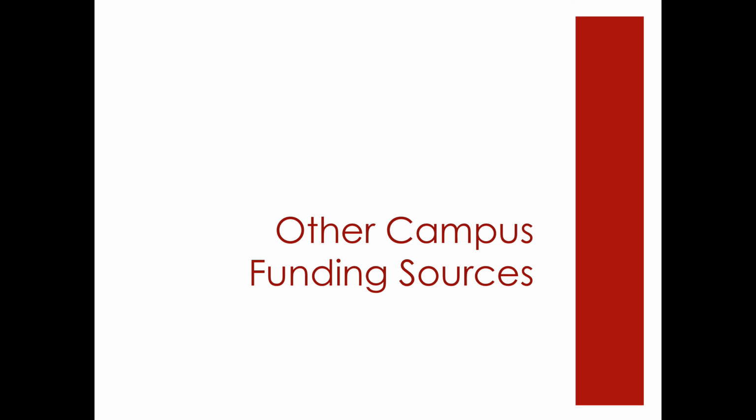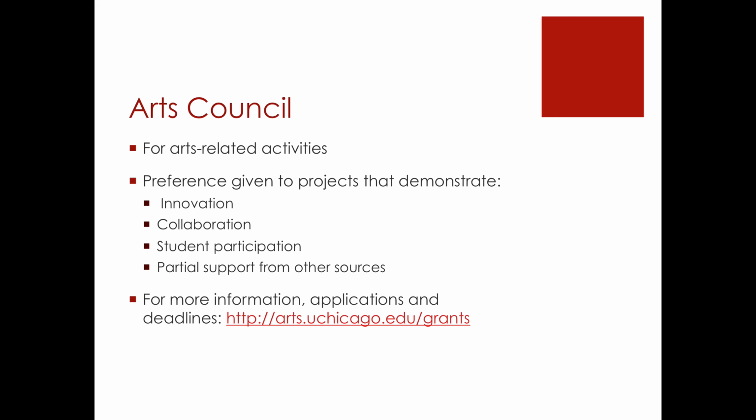There are a few additional campus funding sources that you should know about that are not through student government. There's the Arts Council, which is for arts-related activities. Preference is given to projects that demonstrate innovation, collaboration, student participation, and partial support from other sources. For more information, applications, and deadlines, visit the UChicago Arts website linked in the Dig Deeper section of this module.